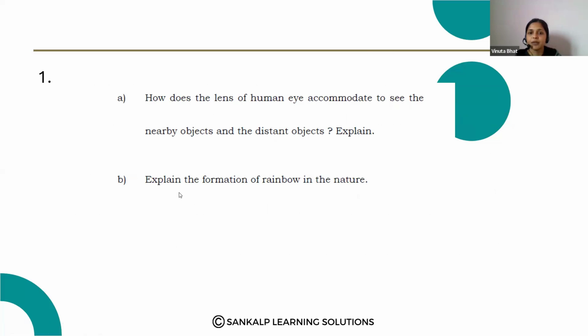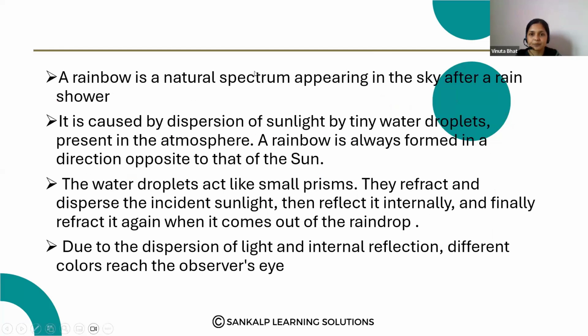And the second question: explain the formation of the rainbow in nature. How the rainbows are formed, so we have to explain the process. A rainbow is the natural spectrum appearing in the sky after a rain shower. You can see the rainbow that is caused opposite to the sunlight. It is caused by the dispersion of sunlight by tiny water droplets present in the atmosphere.